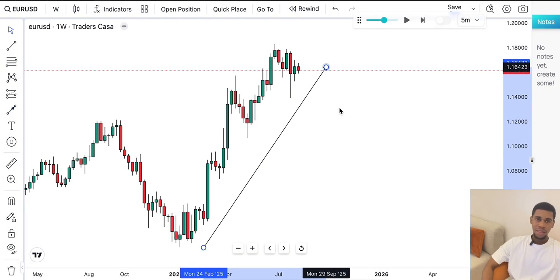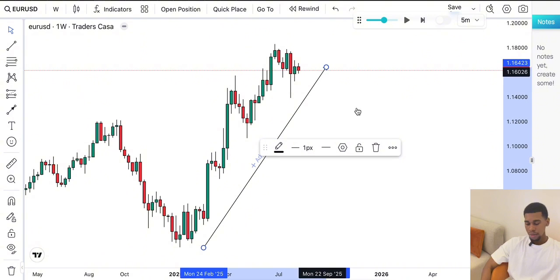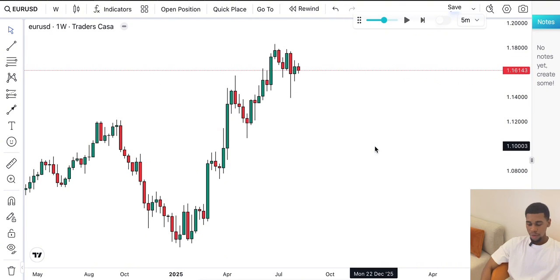Now, as the common saying, the trend is your friend, so you have to trade along with the trend. So in this scenario, what do you want to do? You want to be a buyer in this type of market. You don't want to be selling.